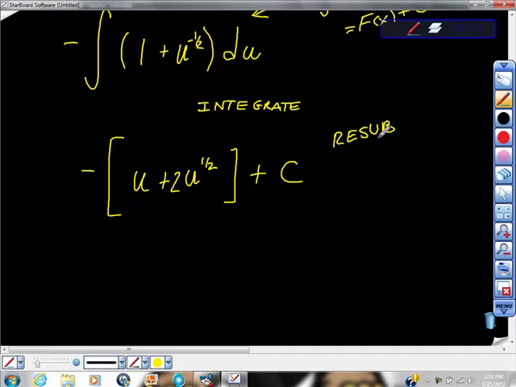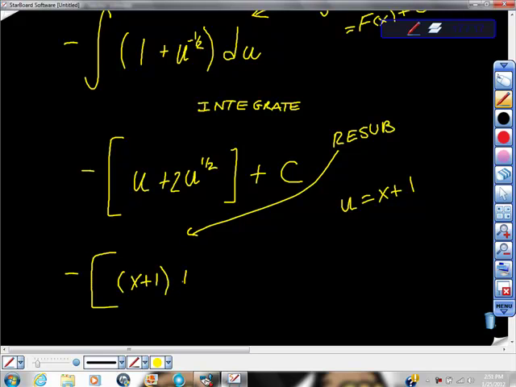And remember that we let u equal x plus 1. So I have to go back to all these u's and resubstitute. That's what I'm doing here. So u is x plus 1, and I have x plus 1 plus 2 times the square root of x plus 1 plus c.